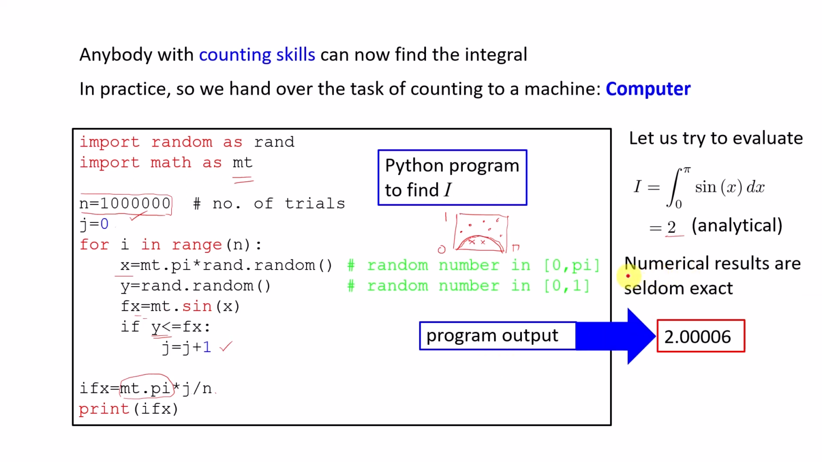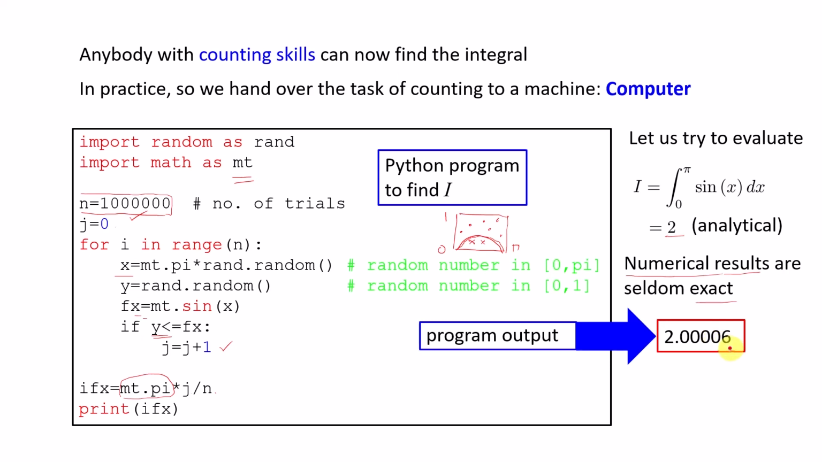So numerical results are almost never exact. Always there will be some inaccuracies. So the goal in this course, as you will learn, is not to make this error 0. We cannot make this error 0. It is impossible to make this error 0 in general.